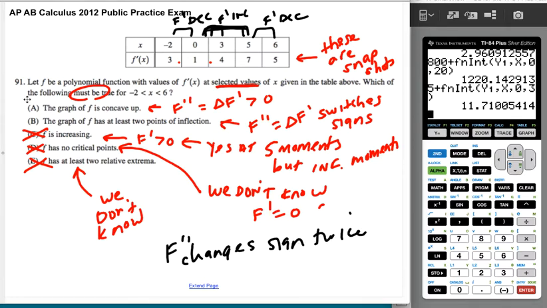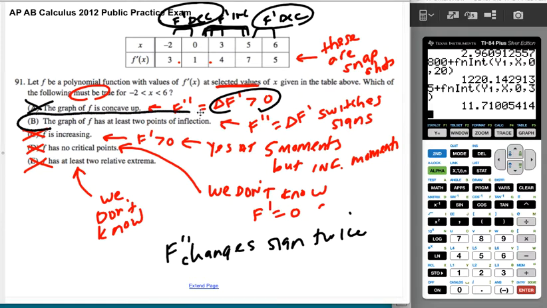Right? And I can cross out the concave up because I saw that the change in f prime is not always greater than 0. F prime changes negatively here and here. So it has to be B. There are two places where somewhere in here, we don't know where, but somewhere in these windows, f double prime would have to change sign.